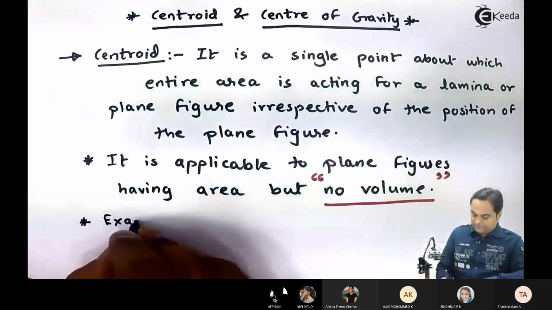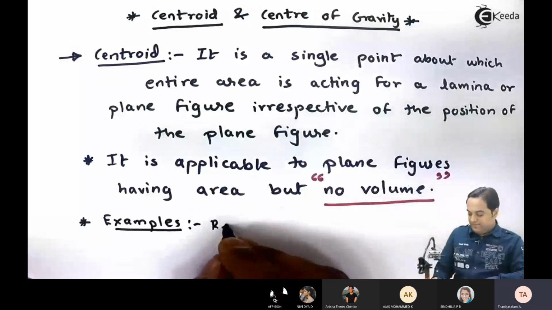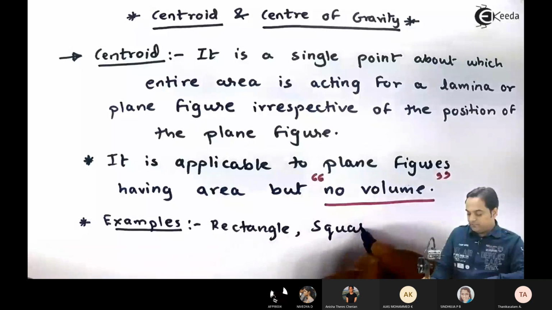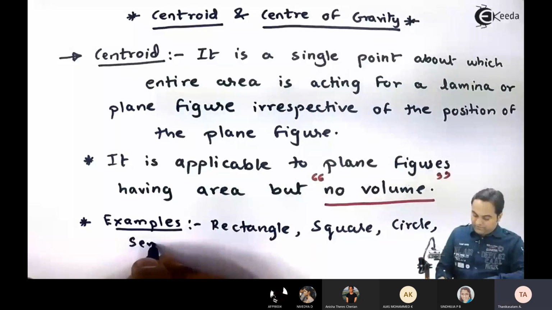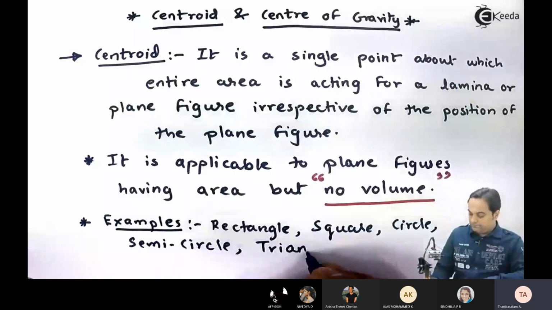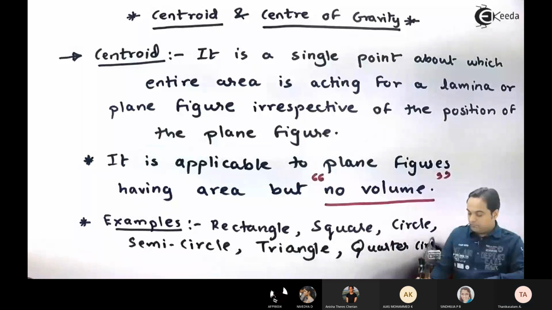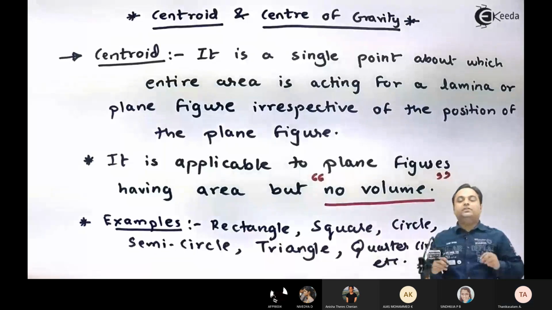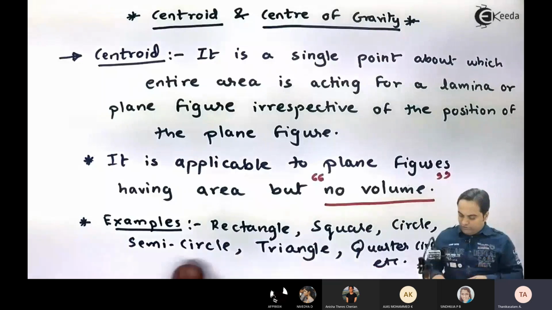Examples: some of the plane figures are rectangle, square, circle, triangle, quadrilateral. So here I have given some of the examples of plane figures. Whenever we will calculate the centroid, we will be calculating the centroid only for these figures.